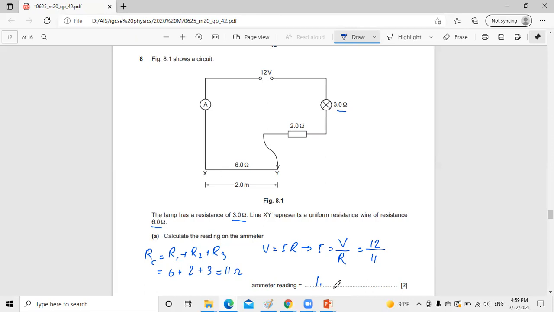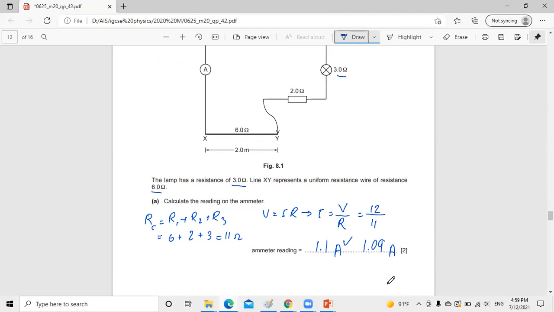Let me check. Yes, the answer is 12 over 11, which is approximately 1.1. 12 divided by 11 is 1.09, so 1.1 ampere or 1.09 ampere, but this answer is better to two significant figures. That's the first part of the question, 2 marks on it.